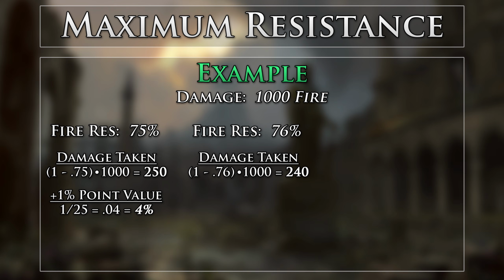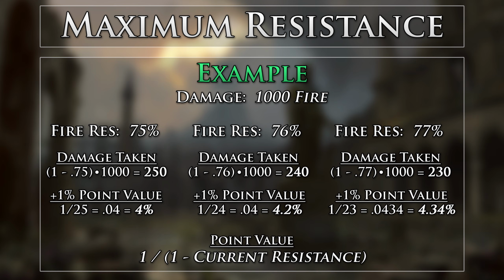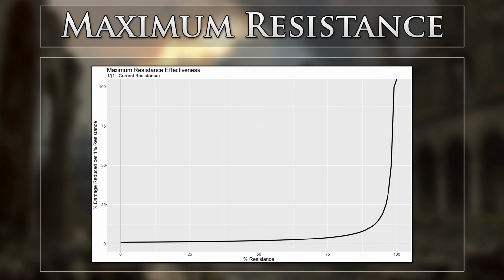If we invest 1% more to maximum fire resistance, we will then have 77% fire resistance. We would then take the following damage. We now reduced our damage by 1/24, or 4.2%. As we can see, as we invest more into our maximum resistance, each percentage point reduces more damage relatively than the last. Each point will reduce the following. As we can see here, we have a rational function which grows rapidly as we move towards 100% resistance, as we are reducing the denominator.